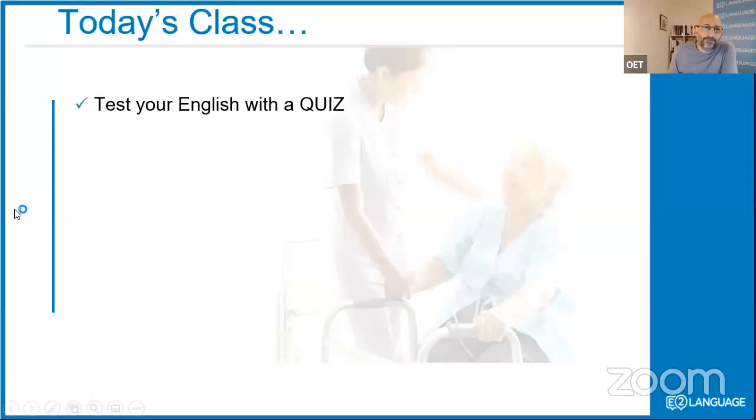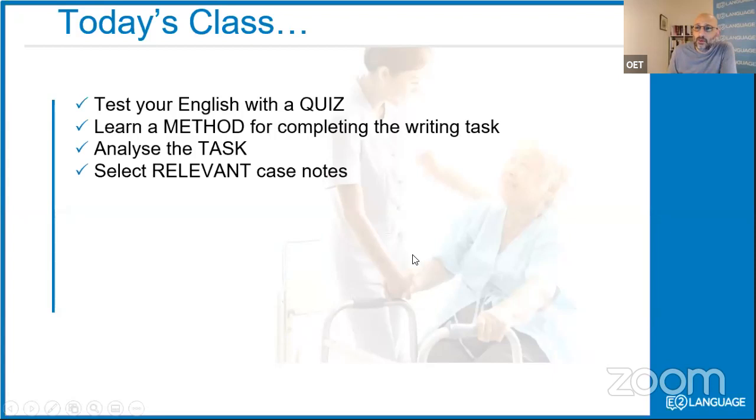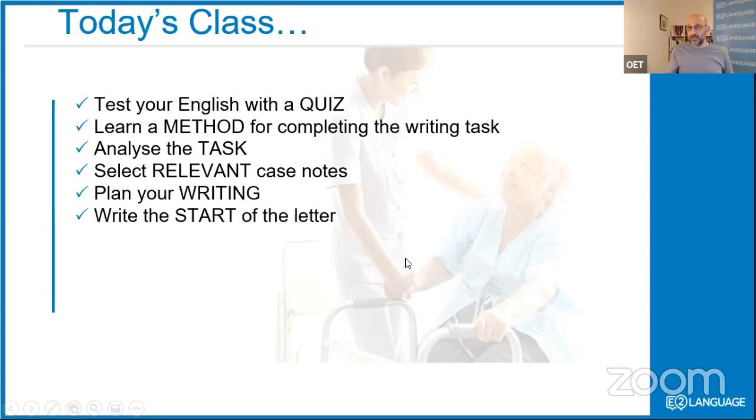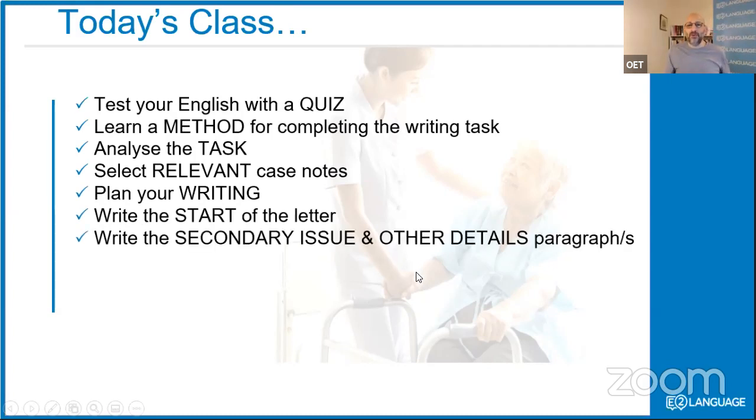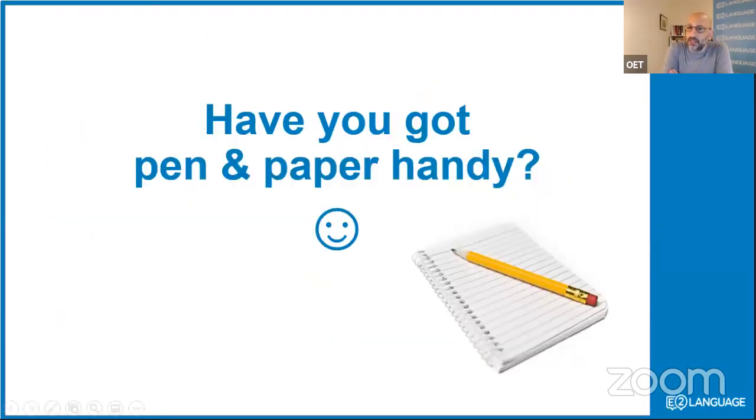In today's class, we're going to test your English with a little quiz. We will learn a method for completing the writing task. We will analyze that task. Then we will choose from the selected case notes, plan out your writing, write the start of the letter in a standard way. And then today we're focusing on the secondary issue and other details paragraphs. We'll then look at the model letter, check out the criteria, and complete the whole thing with a quiz. The whole thing will take about an hour. Have a pen and paper handy, because taking notes will help you on the day of the test, and it will help you today as well.